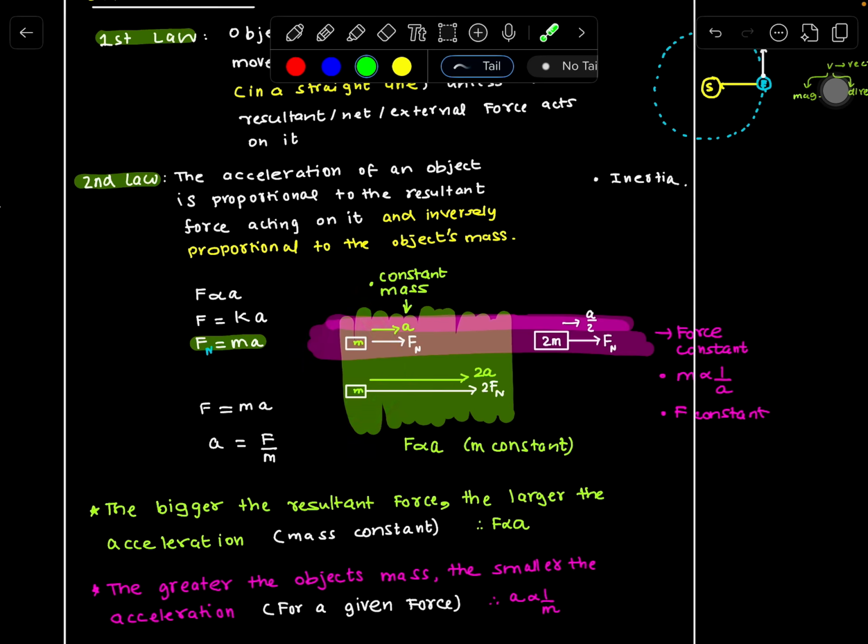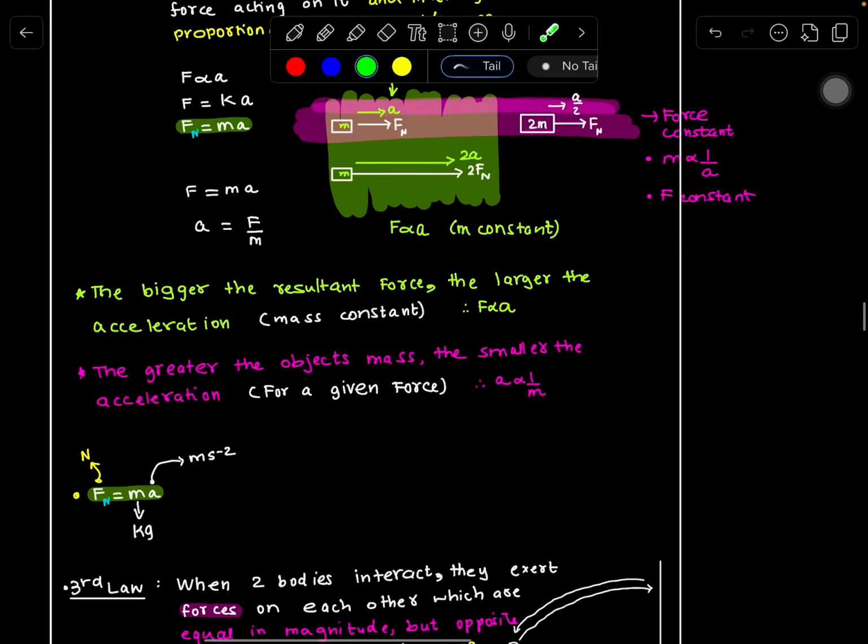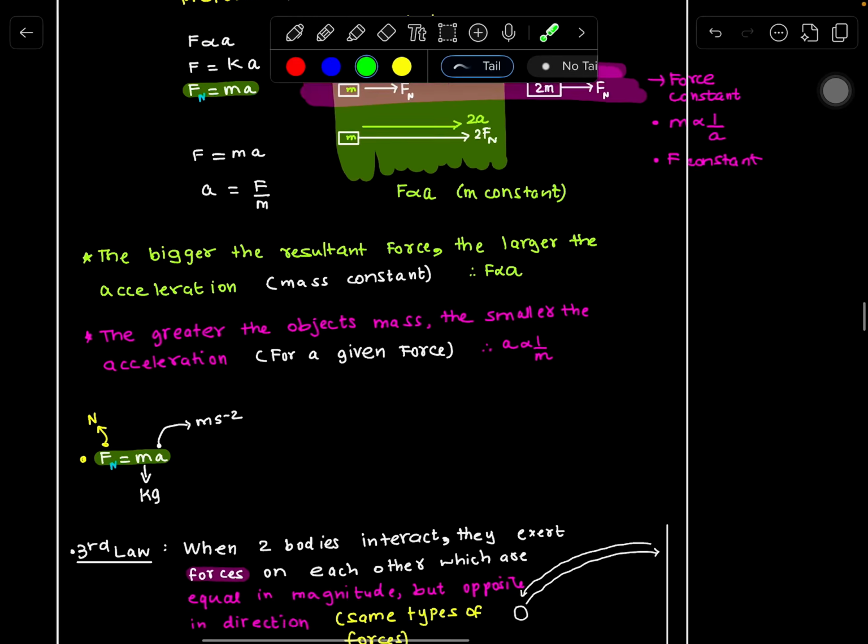If there was one thing you wanted to remember here, it would just be that force is directly proportional to acceleration and that F equals ma. Please just pause and read the rest of the stuff.